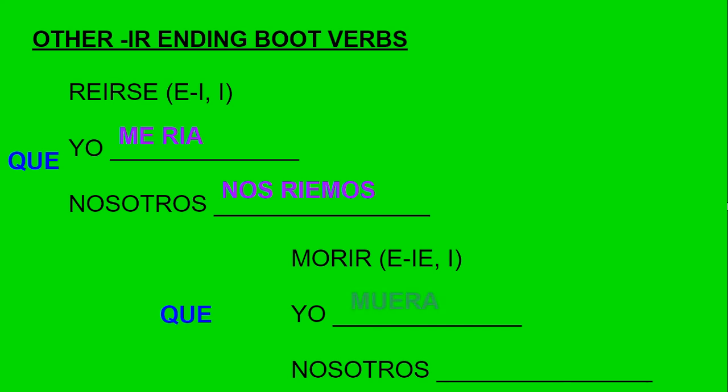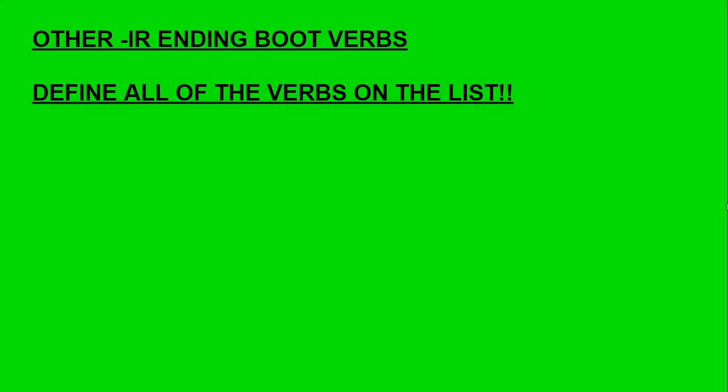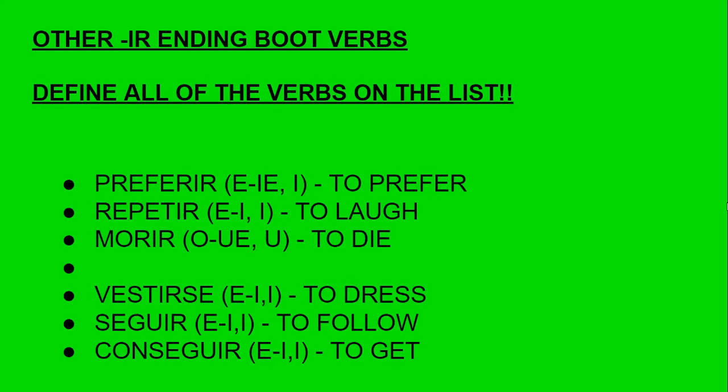And then for morir, que yo muera and que nosotros muramos. It's an O to UE root verb. Looks like I didn't do a good job spell checking this. Okay, so let's define all the verbs on the list. Okay, we got preferir, to prefer, repetir is to laugh, morir is to die. There's a place for you to write these. Vestirse is to dress, seguir is to follow, and conseguir is to get.